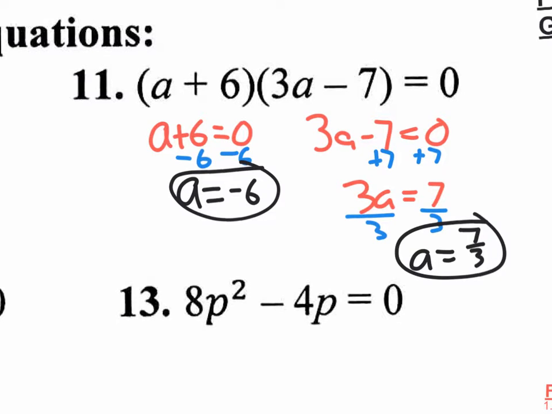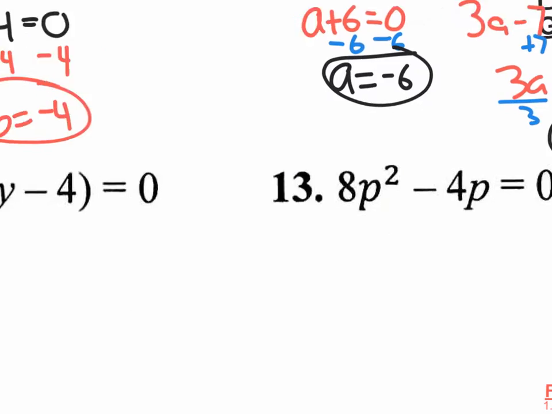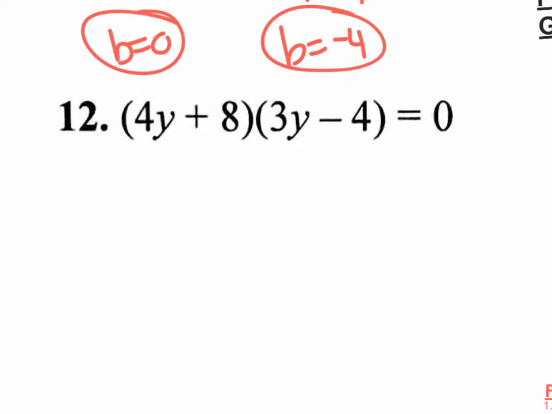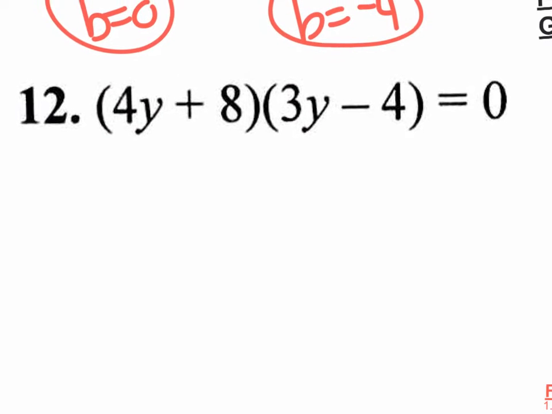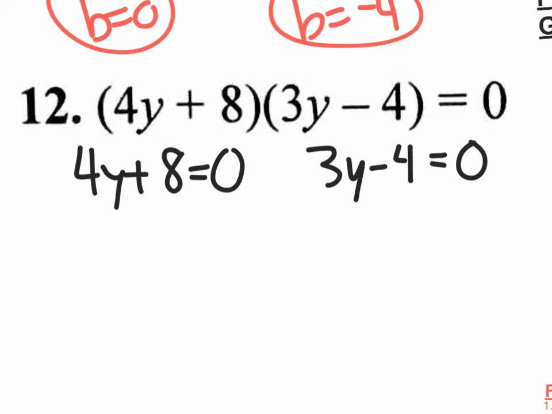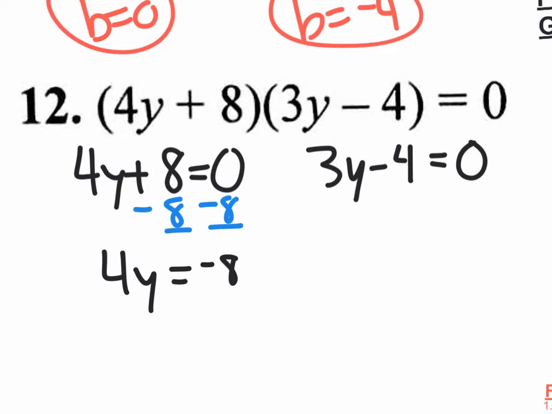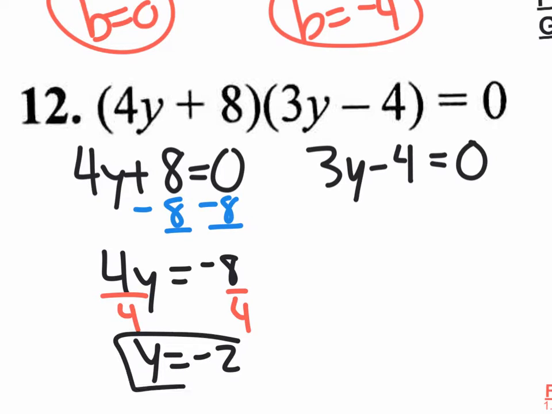So as you can see, if they're in factored form, it's as easy as just splitting them and solving the two easy equations. If we take a look at number 12, that one's also factored already. Okay? So when you split them, you get those two easy equations. So the equation on the left, if you subtract 8 and subtract 8, you're going to end up with 4y equals negative 8. And then if you divide by 4 and divide by 4, you're going to end up with y equals negative 2.